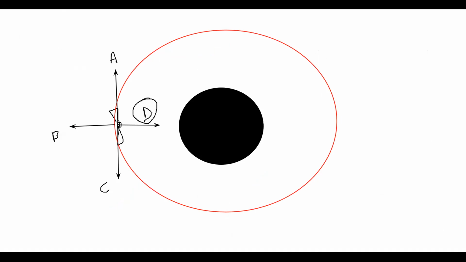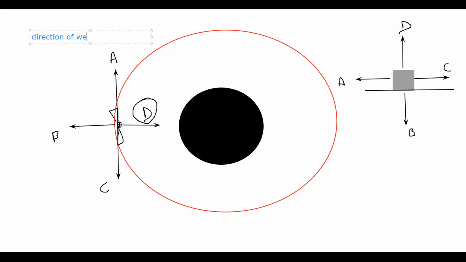Same thing, if I say an object is on the ground, an object is on the floor, what is the direction of the weight? A, B, C, or D? B. Mention your answer in the chat for this.